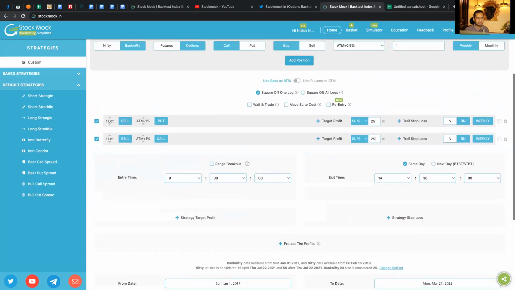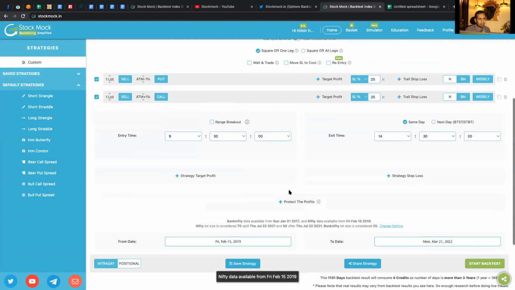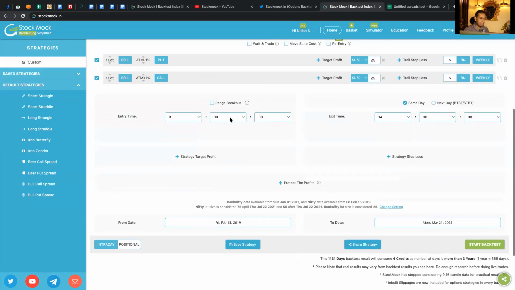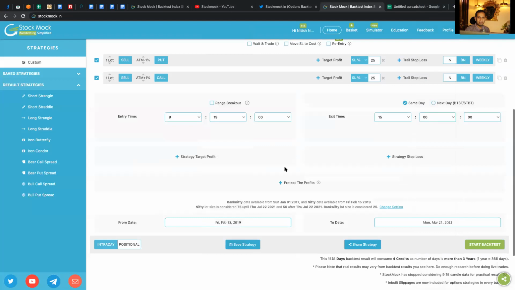I want to test it for Nifty. Let's do it for Bank Nifty. And let's say the entry time is not so common, which is 9:19, and let's exit by 3 o'clock. So it's a very simple strangle, 1% away, 9:19 entry. 9:19 means exactly at 9:19 open prices. It's not 9:19 close, and exit at 3 o'clock. Stop loss is 25%.